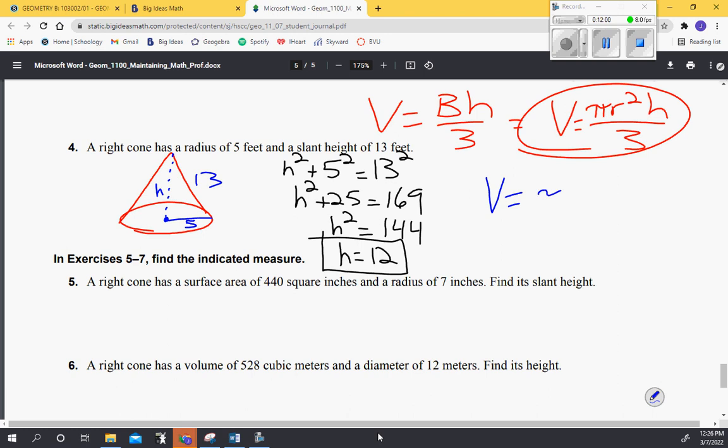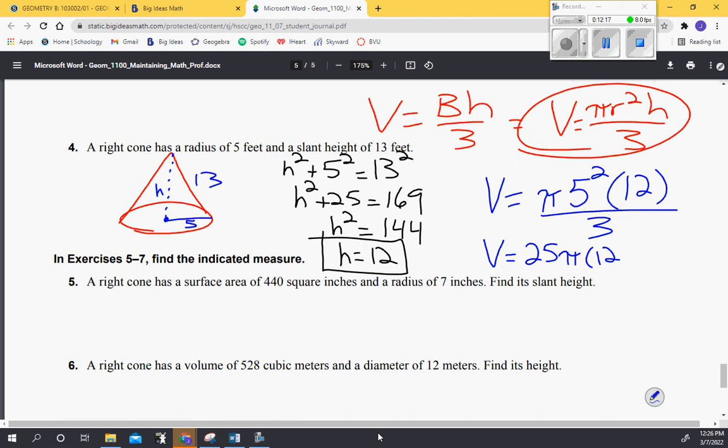Volume is equal to pi times r, which is 5 squared, times our height. We just found that. That's 12. I divided all of that by 3. V is equal to 25 pi times 12. That's all over 3. I'm just going to plug it into the calculator. 25 pi times 12 divided by 3 is 314.2. This is feet cubed.